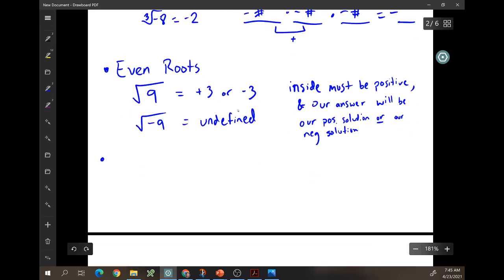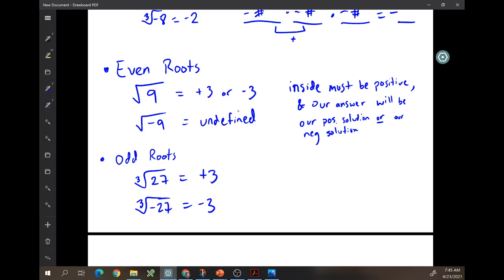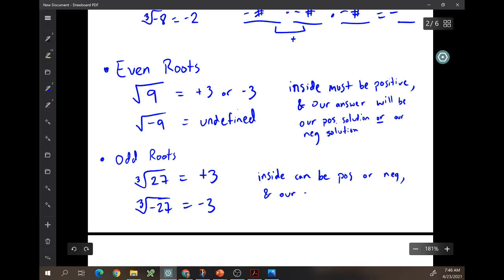Okay, but with odd roots, this doesn't happen. With odd roots, I'll choose 3 again. The cube root of 27 is just positive 3. And the cube root of negative 27 is just negative 3. And so here, with an odd root, the inside can be positive or negative, and our answer will have the same sign. So if our inside was positive, our answer is positive. If our inside was negative, our answer is negative.